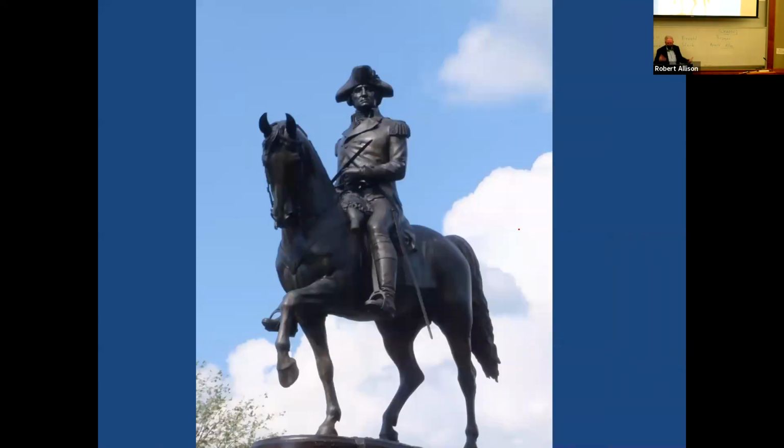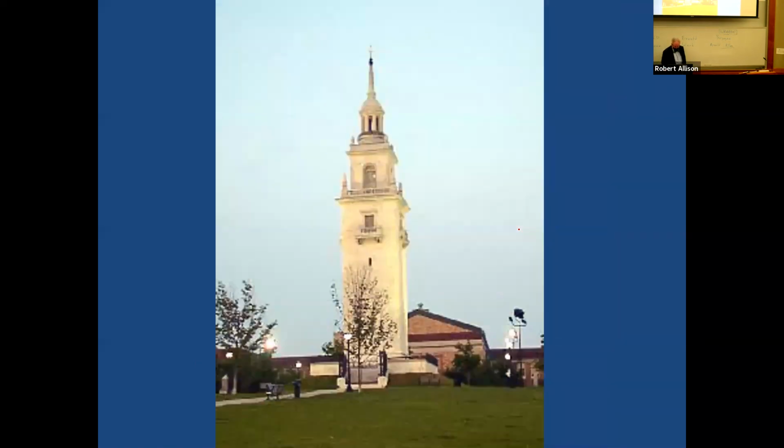So this, of course, is the statue in the Public Garden of Washington, first to put the enemy to flight. And this is the monument at Dorchester Heights in South Boston as we commemorate the first American victory in the War for Independence. Okay, any questions?